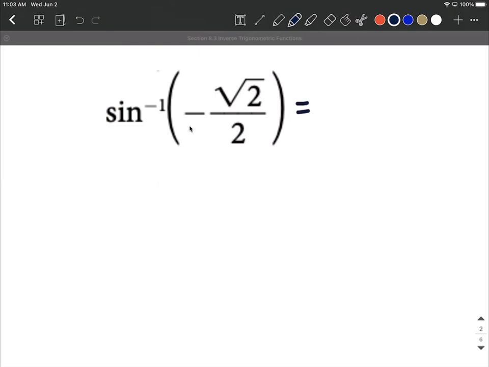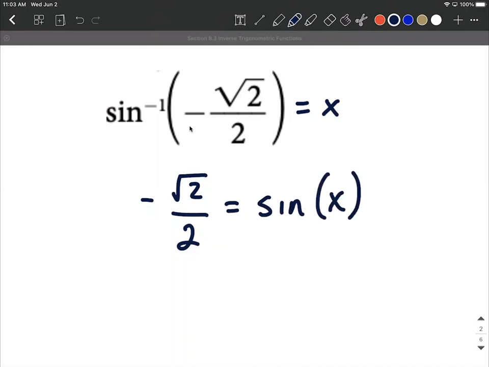So I'm just going to set this equal to a dummy variable like an x and rewrite this in terms of sine. If I apply a sine to each side, that's going to eliminate the sine inverse on the left-hand side, leaving us with this negative ratio. And on the right-hand side, this will give us sine of x. So in this sense, what we're looking for is what angle we plug into sine that's going to produce this ratio.